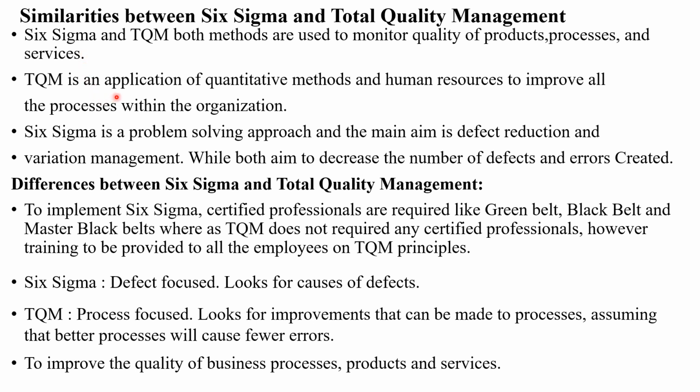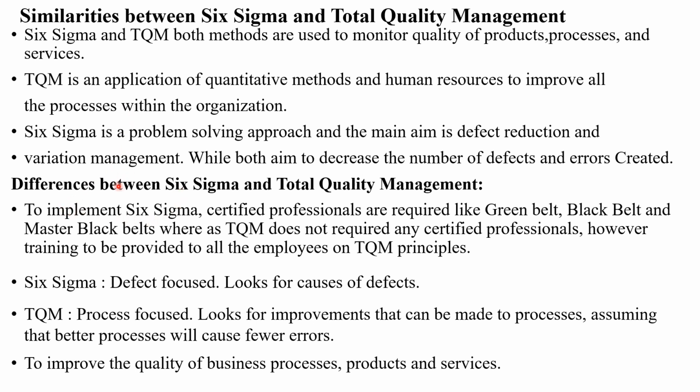So here TQM means it is an application of quantitative methods and human resources to improve all the processes in the organization. Six Sigma means it will reduce the defects and it will reduce the process variation in manufacturing.